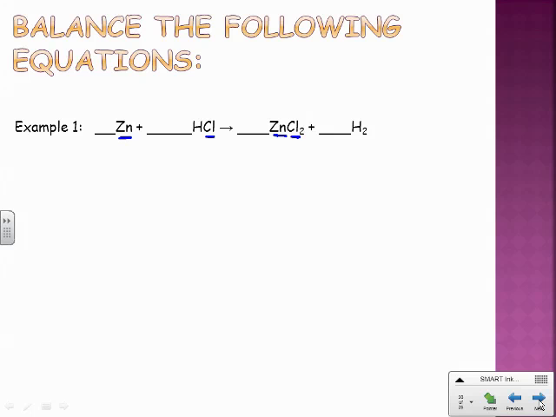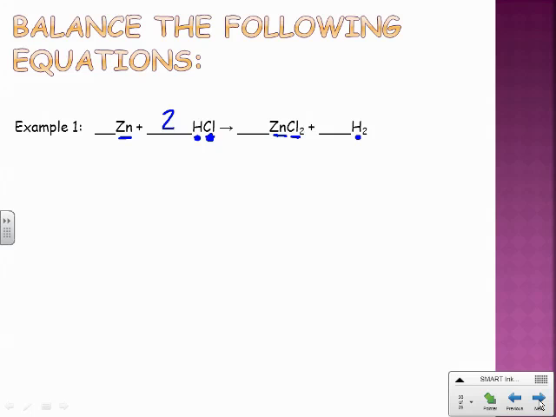So what I have to do is make the chlorines on the left side equal the right. So I'm going to put a 2 here. That'll make me have 2 HCl's. So I have 2 chlorines now, and I also have 2 hydrogens now. So if I have 2 hydrogens on the left and 2 on the right, then it's equal.